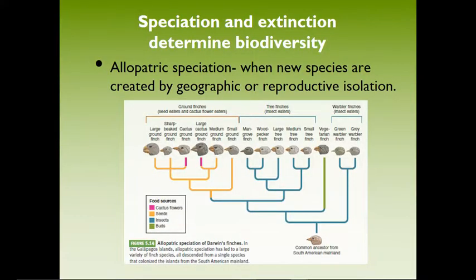So we learned about speciation before, which was the creation of new species due to evolution. But there are certain types of speciation though. The first one is allopatric speciation, which is when new species are created through geographic or reproductive isolation. They are isolated and forced to adapt to either their geographic area or their reproductive situation.